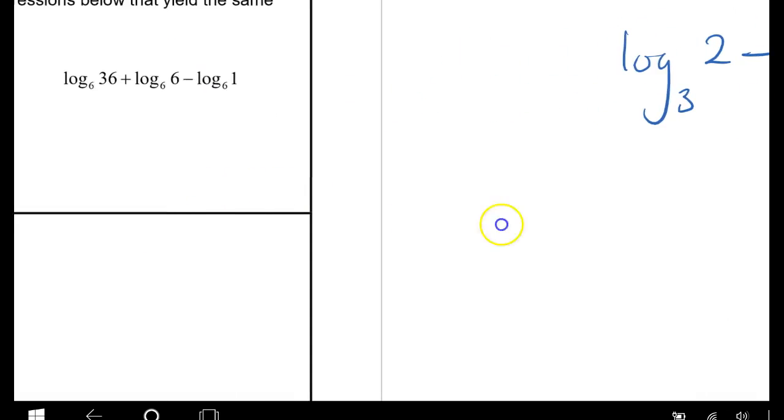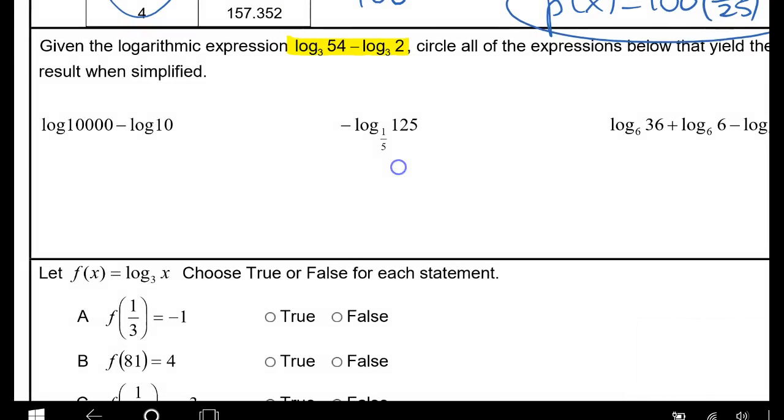So let's use that idea to figure out what this one is. Given this expression, we need to figure out which of these expressions is actually equal to this one. So we need to find out what number this expression is equal to. So let's simplify it. Let's use the quotient property, so we'll do the first number divided by the second number. And let's simplify that. Well, 54 divided by 2 is 27. And I know that log base 3 of 27 is equal to some number. We'll call that number x.